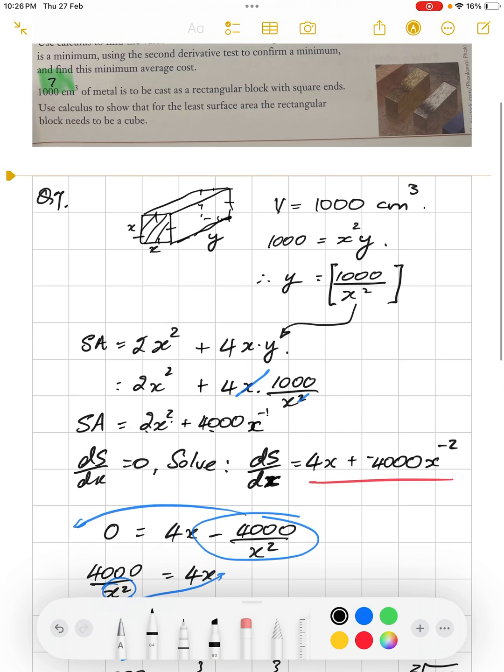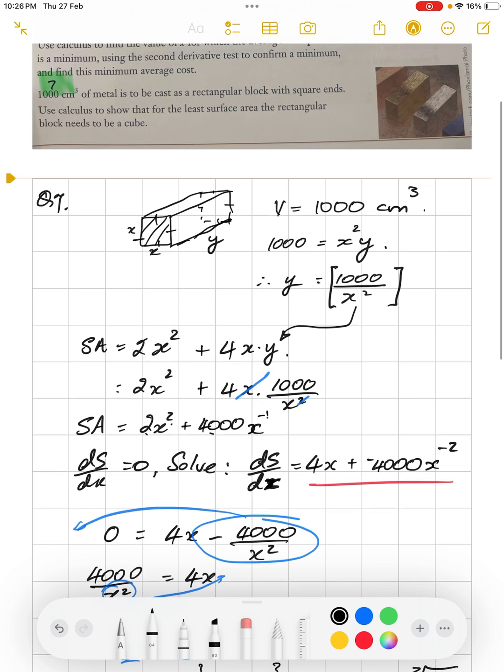Were we after the volume? To show for the least surface area needs to be a cube. Now that's all we had to do.